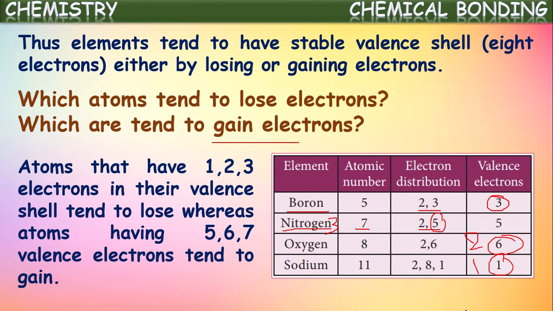So in this way, the atoms with 1 or 2 or 3 electrons in their valence shell tend to lose those electrons, and hence they get the nearest noble gas configuration. And the atoms with 5 or 6 or 7 electrons in their valence shell tend to gain electrons, and hence they get an octet configuration. Okay, that's about the electron theory of valency.